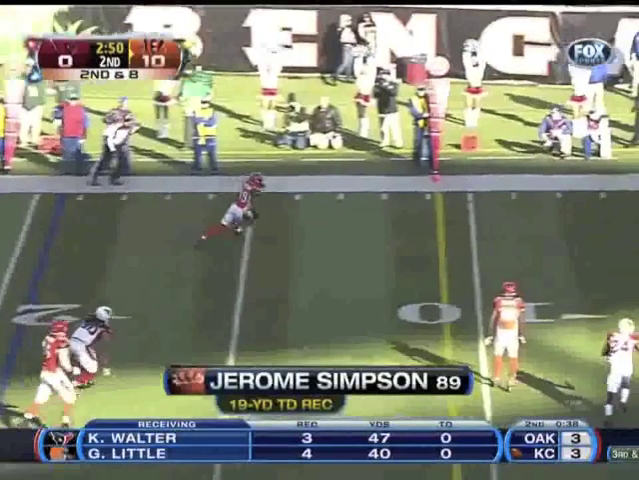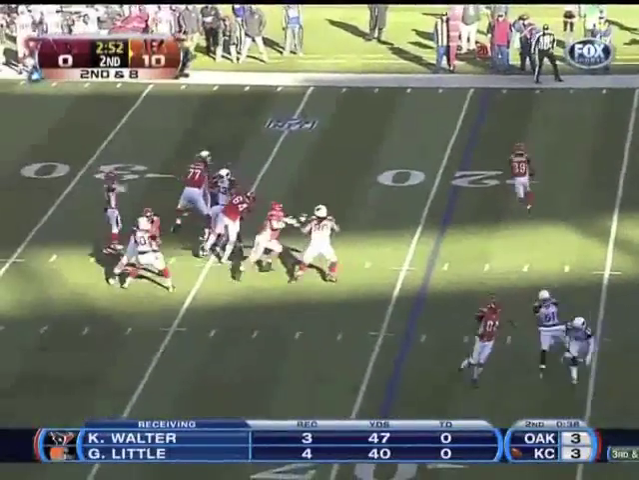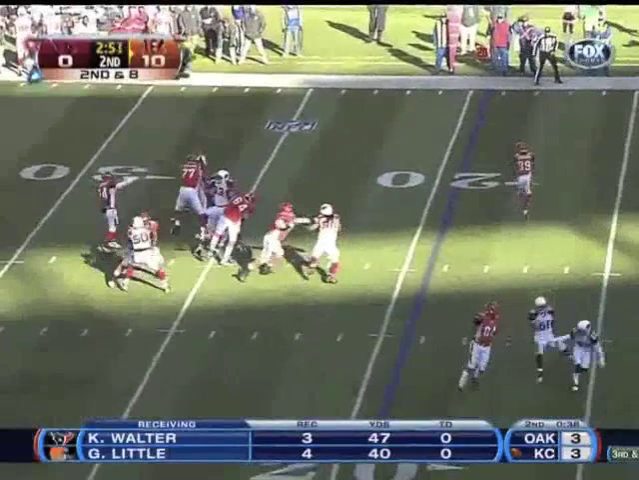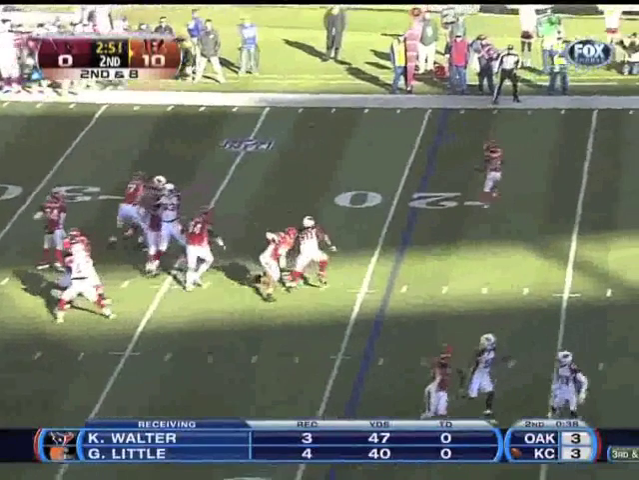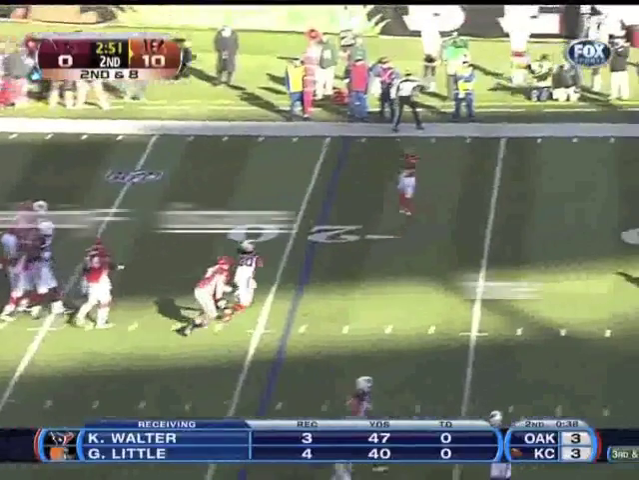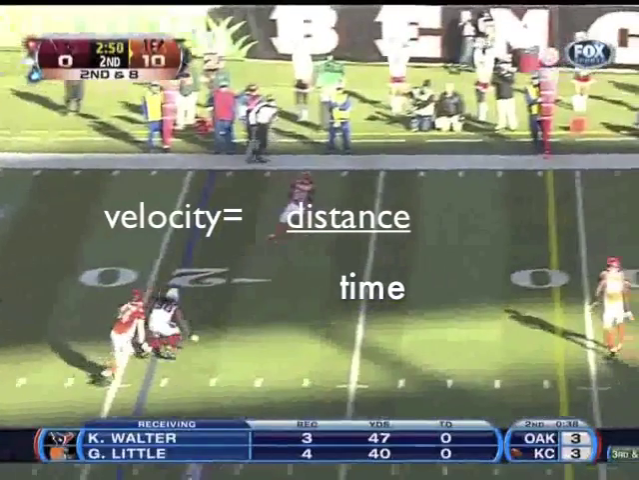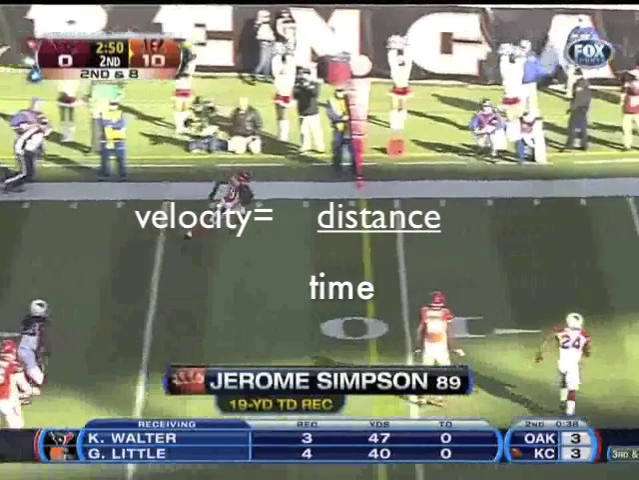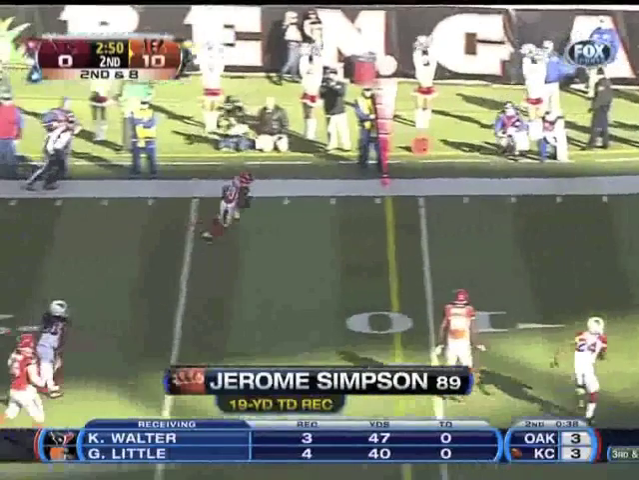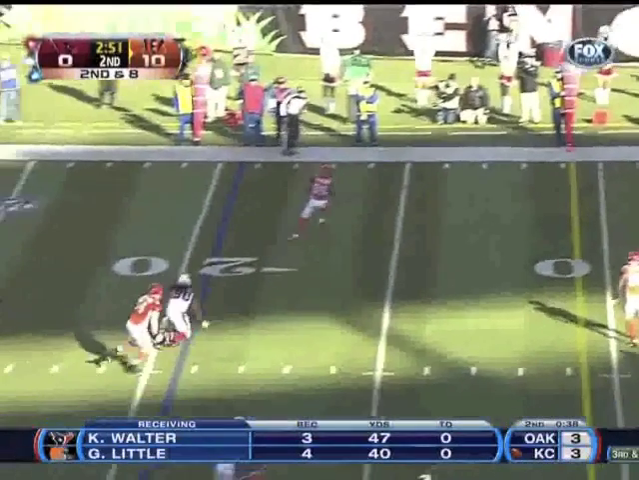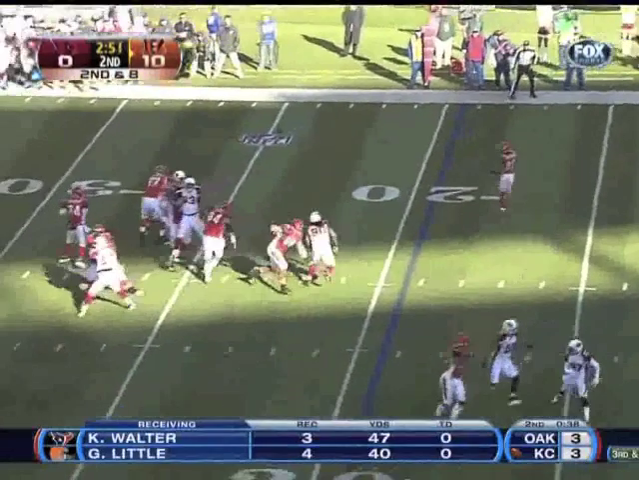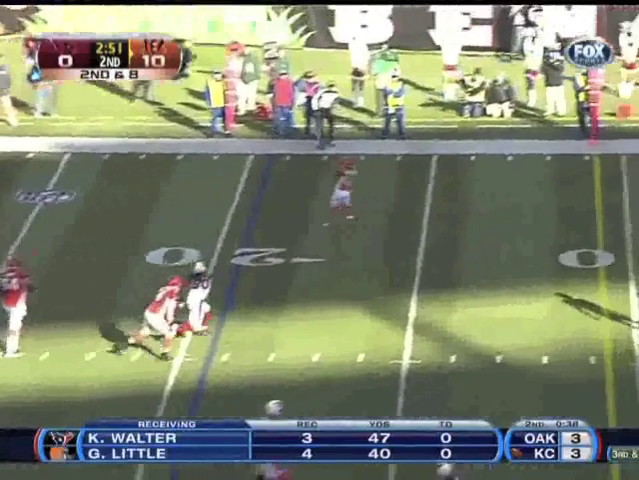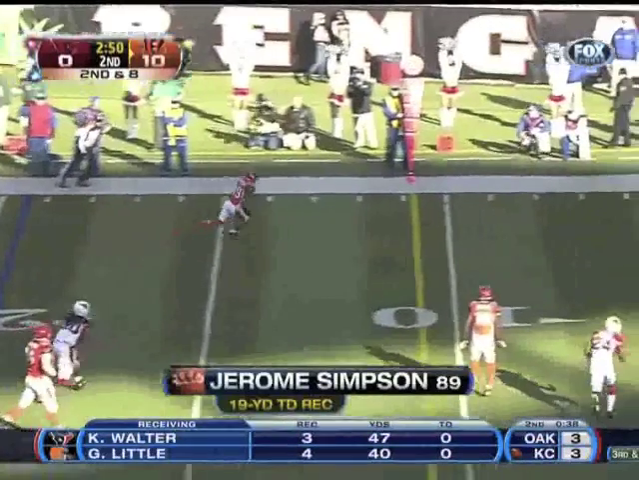At this point, the Bengals wide receiver, Jerome Simpson, number 89, has just received an 11-yard pass from quarterback Andy Dalton. In order to find out just exactly how fast the ball went, we must use the equation of velocity of the ball in the x direction equals distance divided by time. What we know already is the distance, 11 yards, and the time, 1 second. Plugging these two factors into the equation, we find out that the velocity of the ball is 11 yards per second, coming out to 10.06 meters per second.